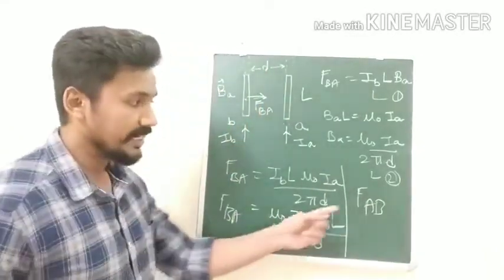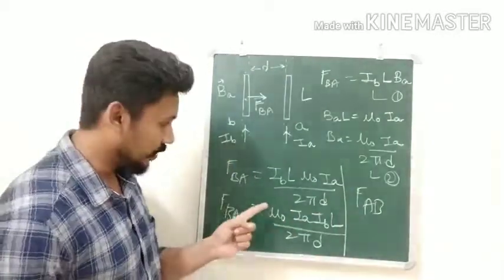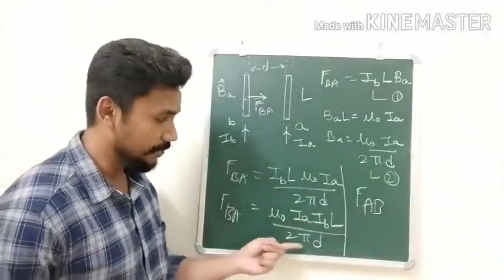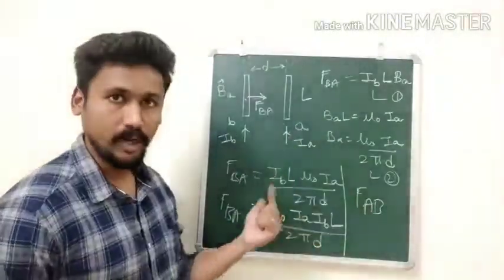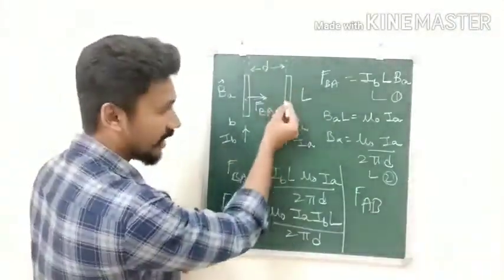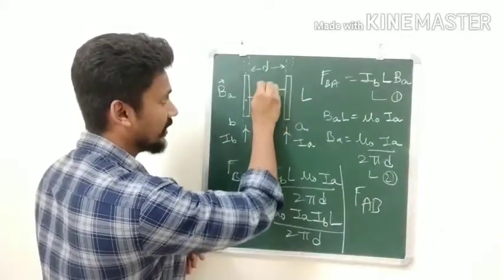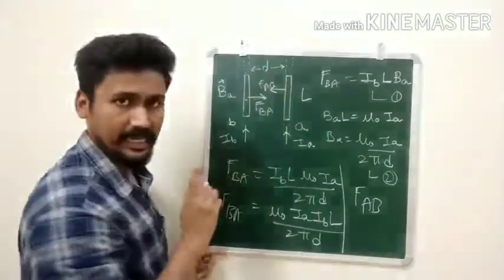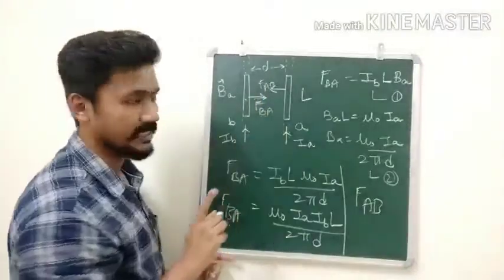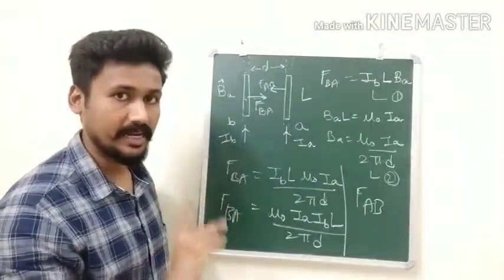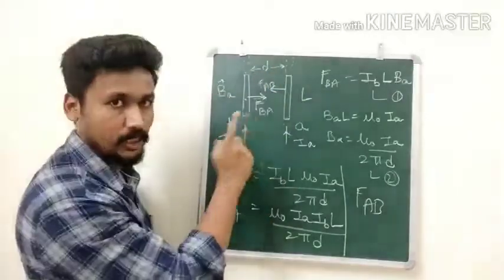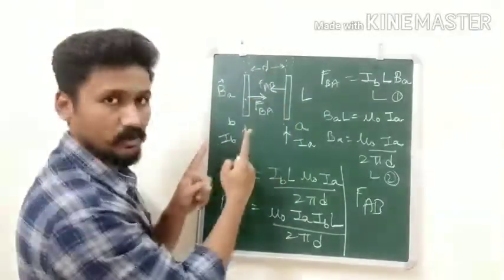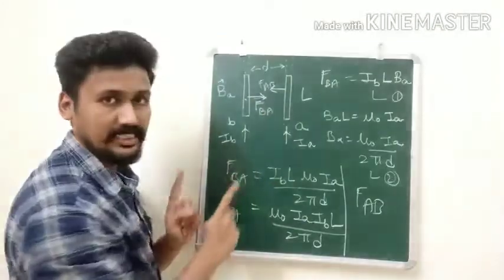You will get that FAB has the same magnitude, mu naught Ia Ib L upon 2 pi d. You can actually try to do that, but the direction will be opposite. That is, this FAB will be in this direction, like this. Correct. So that is the force that is exerted on two parallel current carrying conductors. Now if both the currents are in the same direction, there will be an attractive force. The conductors will move towards each other.